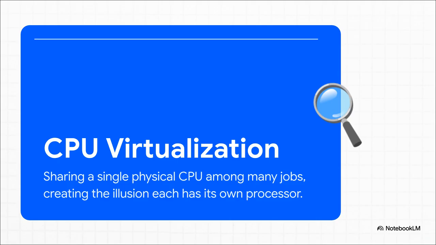And the magician making it all happen? That's your operating system, the OS. The OS is this master juggler, right? It's giving each program a tiny, tiny fraction of a second on the CPU. And it does it so fast that to us, it looks like everything's happening all at once.